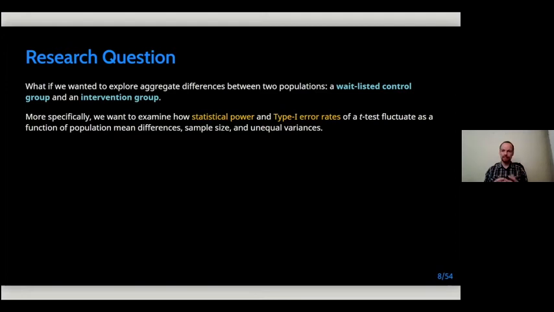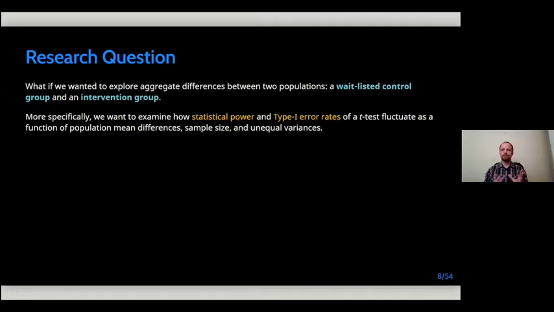So the research question I'm going to be dealing with today, or we are, is I want to look at aggregate or group level differences between two populations. So I've got a theoretical waitlisted control group, and on the other hand, I've got an intervention group. I want to know if they differ on some sort of quantitative or continuous outcome variable. More specifically, what we're interested in today is we want to examine how statistical power and type 1 error rates, or false positives, of a t-test fluctuate as a function of population mean differences, sample sizes, and unequal variances.